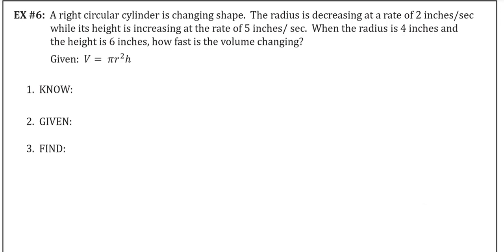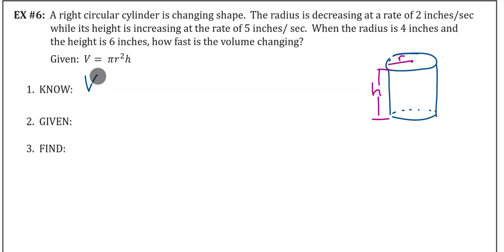So, starting with a picture, what we have here is a cylinder that has a radius and a height. And we already have our known, given in the problem, which is our volume equation: V equals pi r squared h. The volume of any right cylinder, three-dimensional figure, is always the area of the base times the height, and the base is a circle, pi r squared, times h.